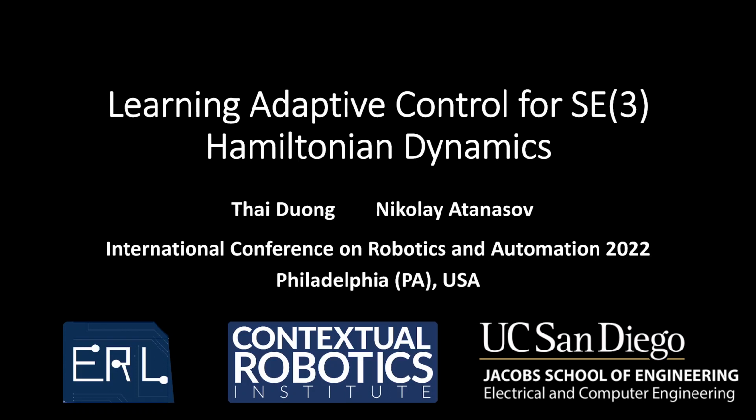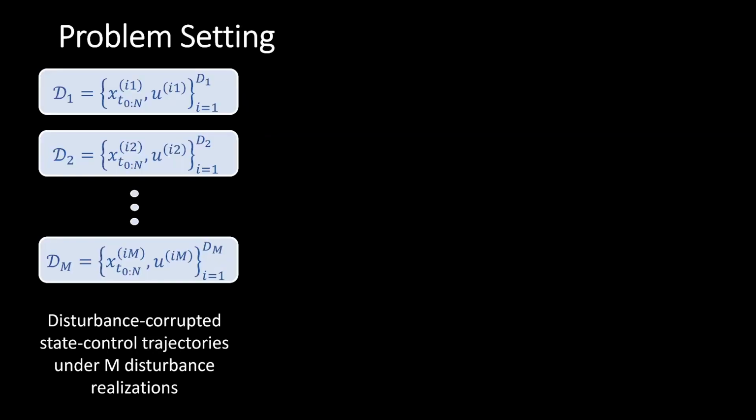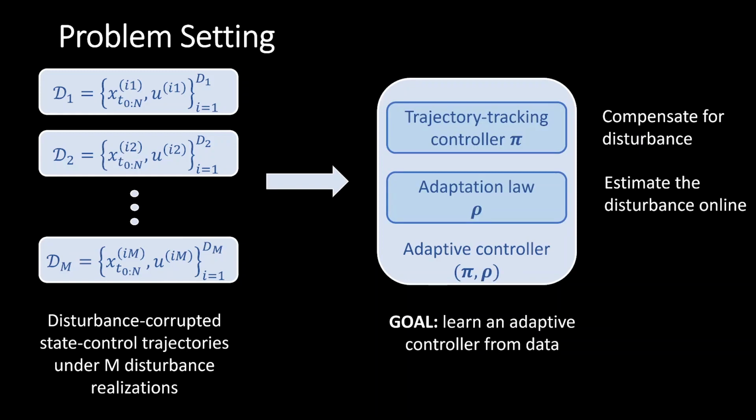This is a video accompanying the paper Learning Adaptive Control for SE3 Hamiltonian Dynamics. We consider the problem of learning an adaptive controller from data collected under different disturbance realizations. The goal is to learn a pair of trajectory tracking controller pi that compensates for the disturbance and an adaptation law rho that estimates the disturbance online.